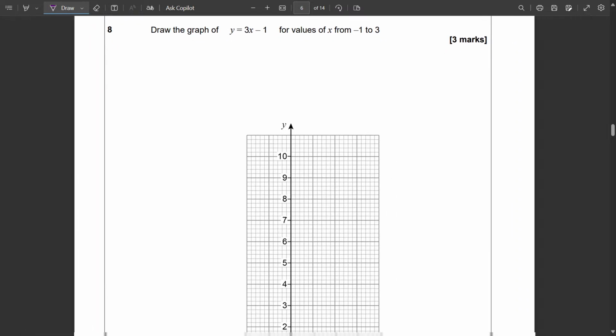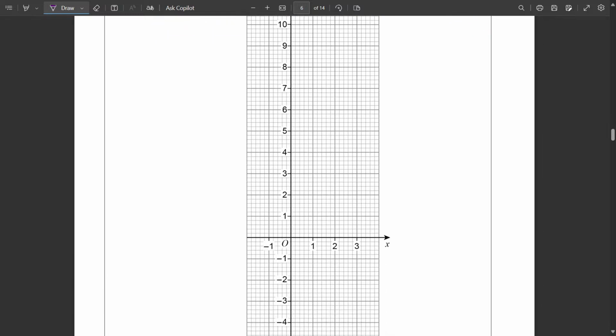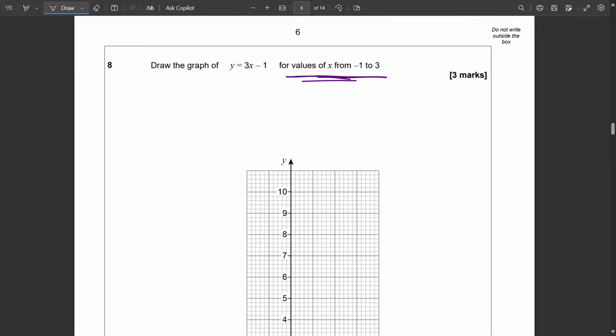Again, I prefer that you have a go at these questions when you're doing it with me or looking through that. Draw the graph of y equals 3x minus 1 for the values of x from negative 1 to 3. That's the reason they give you this for the values of x, because you've got the x-axis here, and it ranges from negative 1 all the way to 3.